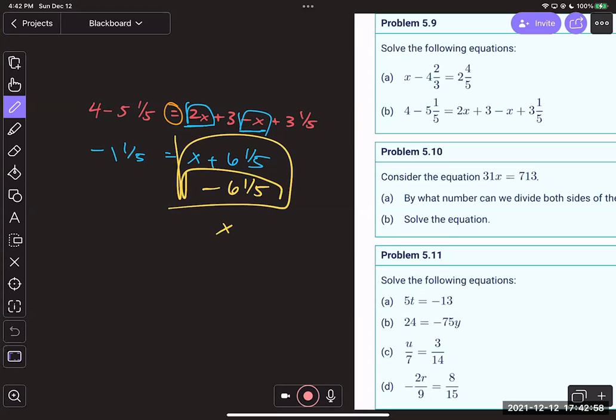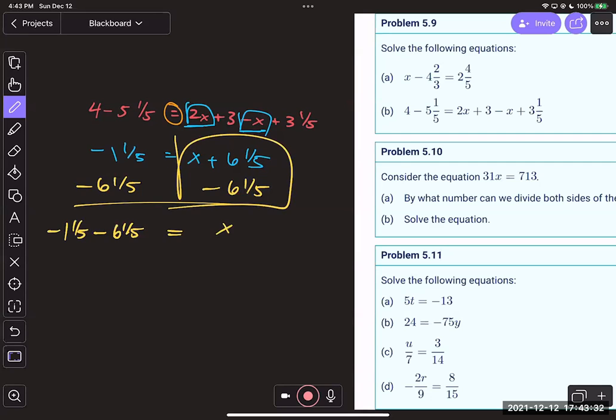So if you did this to the right side, what else do you need to do? You have to do it to the left side, right? You need to subtract 6 and 1/5 over here as well. Now what you actually have is negative 1 and 1/5 minus 6 and 1/5. That's a little bit different from what you said earlier, right? So what does this equal? What does this evaluate to? So what's the final answer here?